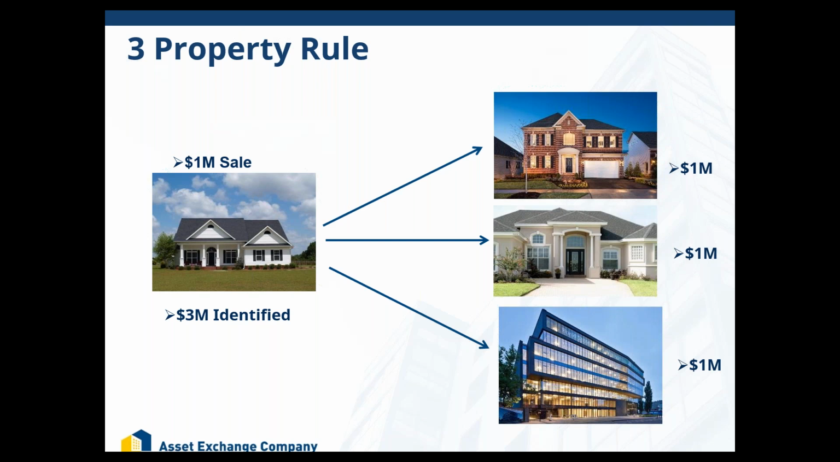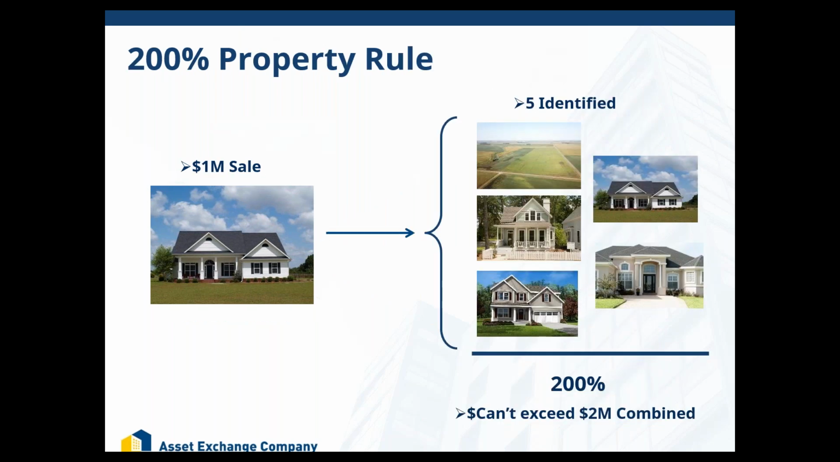So that's the three property rule. Now, here's the 200% rule. This is where you exceed the three property rule, but you cannot exceed 200% or two times the combined fair market value of the property being sold. So here's how it works.